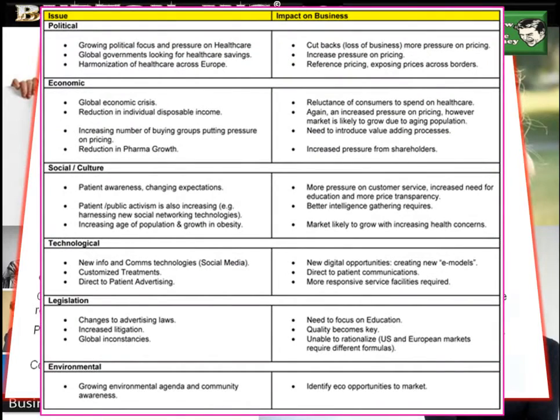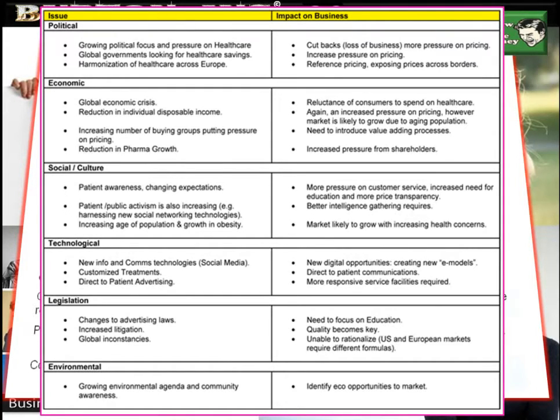And we're not only looking at the different issues, but we're looking at the impact on business. So this table that you see in front of you is a pest analysis which has been expanded to the pestle, including legislation and environmental, and from the perspective of a healthcare company. Now you can see different political, economic, social, and technological issues being raised that have an impact on the healthcare industry, and those issues will have an impact on the business.